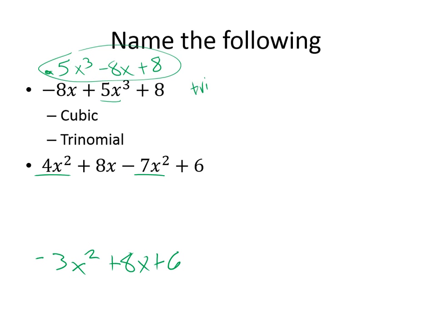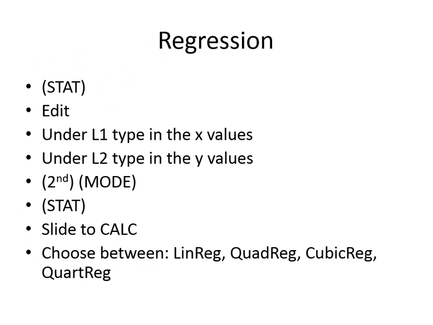After we've simplified it, that's when you name it based on the terms and the degree. So in this case, we've got 3 terms, which means it's another trinomial. And the highest degree is 2, which means it is a quadratic. So this would be a quadratic trinomial. Now, even though this original one had 4 terms, we're able to simplify it down to 3. That's why it's a trinomial and not a polynomial. Okay, it has a more specific name.